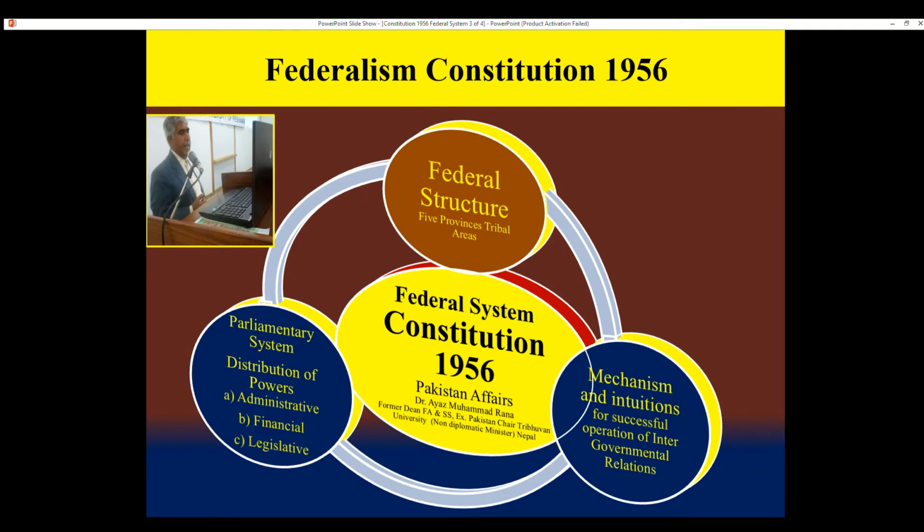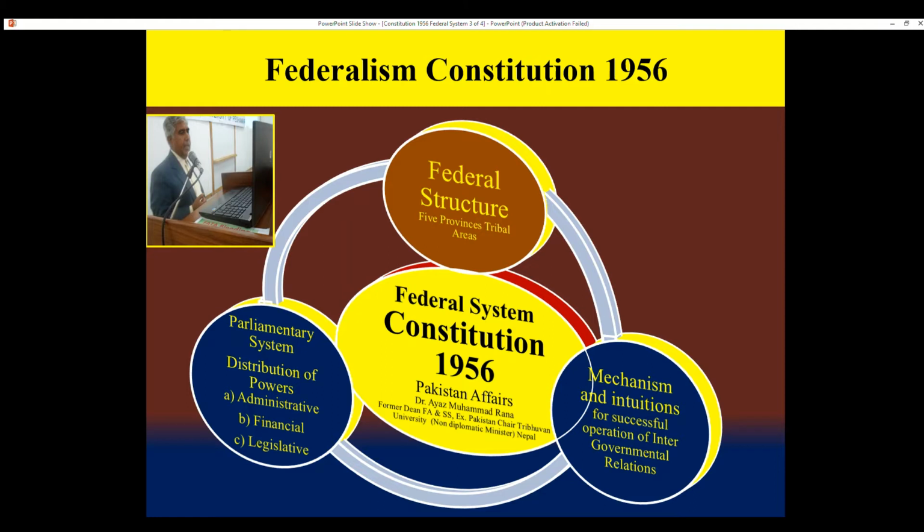So there are three aspects of this lecture. First, the federal structure. There were 5 provinces: one East Pakistan, and West Pakistan was comprised of 4 provinces, and tribal areas and princely states were also there. Second is the system which was adopted to run the federation: a parliamentary political system was adopted.